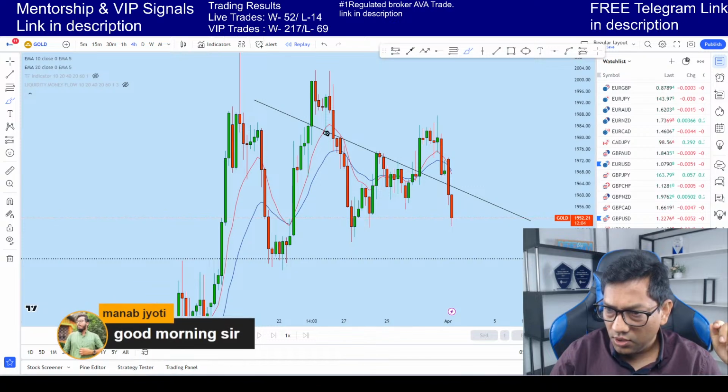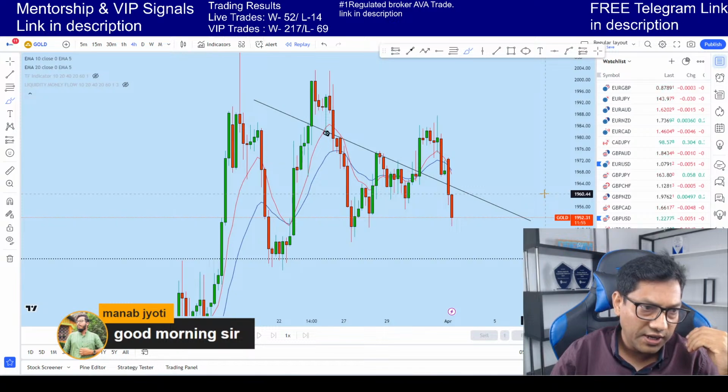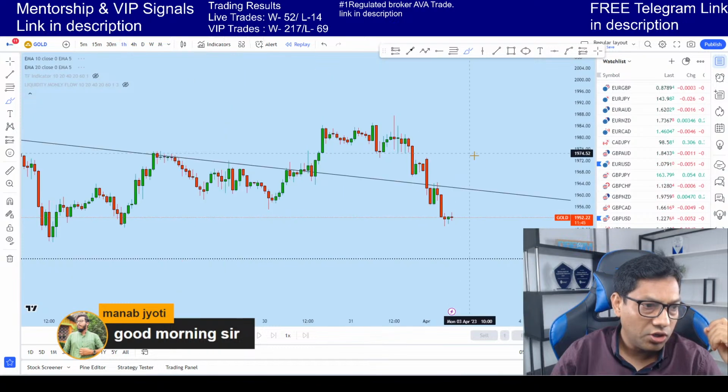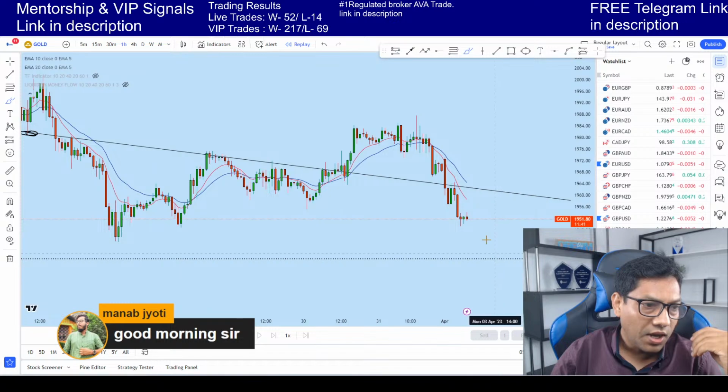What is the possibility of a pullback in gold to 1961? Very good question. This is what I'm expecting. Exactly, there is a probability. There could be, there could not be. If it is not going there, if it is straight dropping from here, then if we find opportunity on the way, yeah, we'll be taking it.